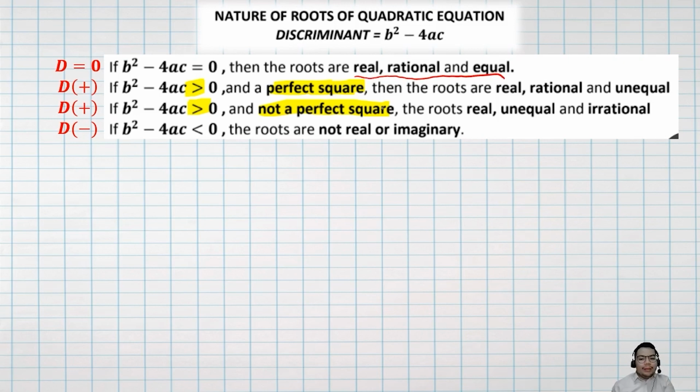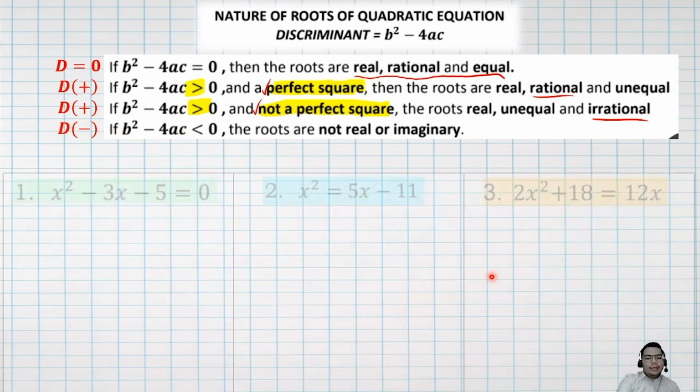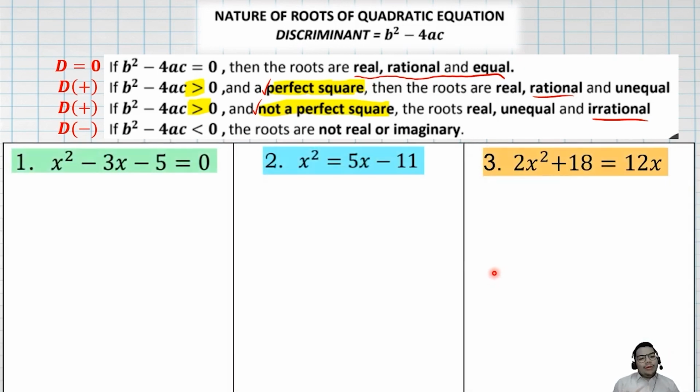If it is positive, you just need to identify, is this positive number a perfect square or not a perfect square? The difference between the two will be whether the roots are rational or irrational. Because if it is a perfect square, it will be rational. If it is not a perfect square, it will be irrational. And in the last case, if your discriminant is negative, then the roots will automatically be not real, or imaginary. These are the things that we have to understand as we go on to the examples.